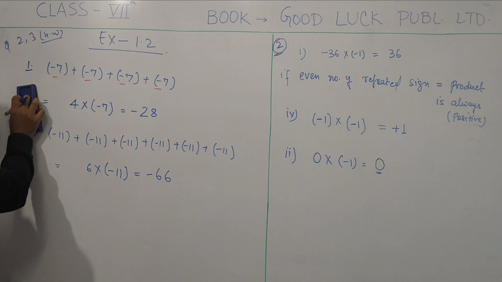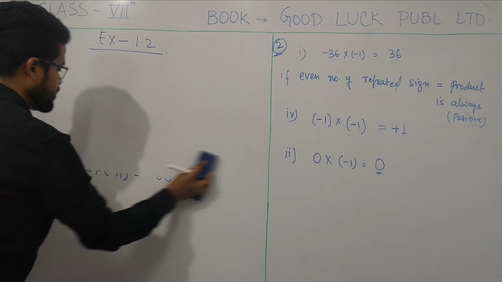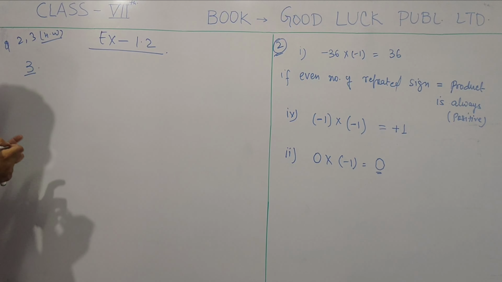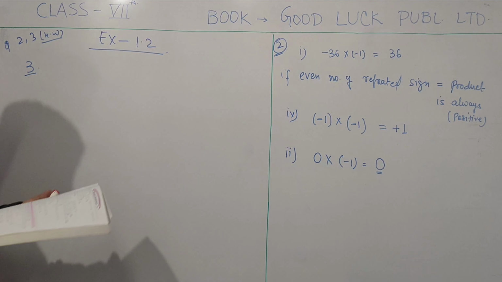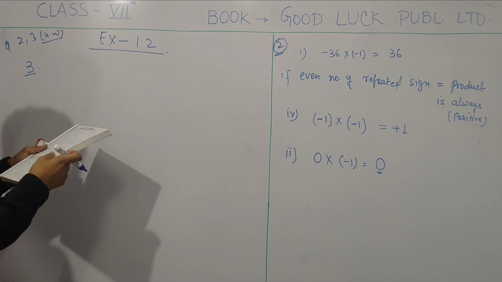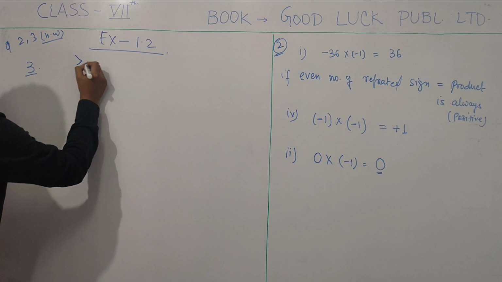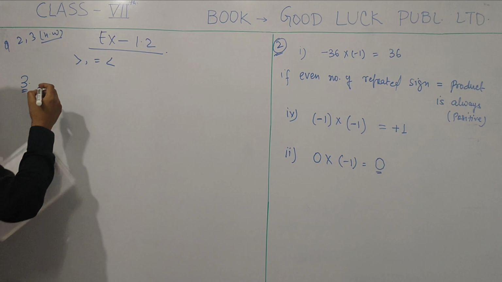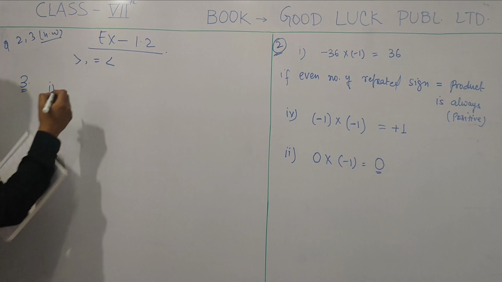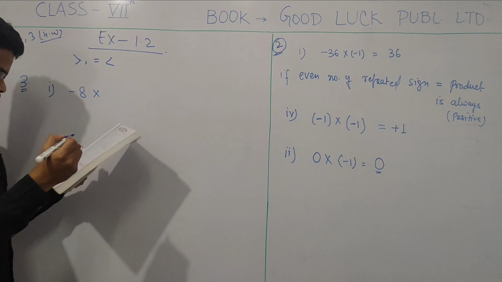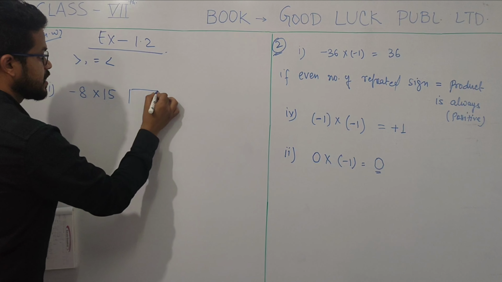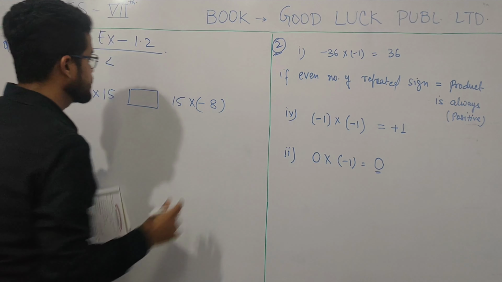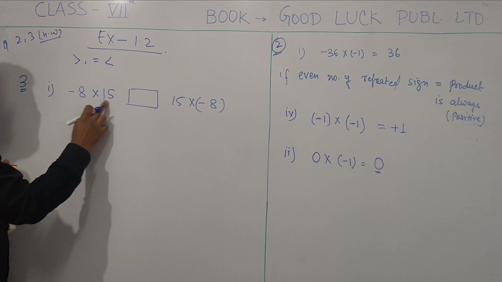Now come to question number 3. Question number 3 is fill in the blanks with symbols. So the first one is -8 into 15, 15 into -8. So simply first multiply both the numbers.